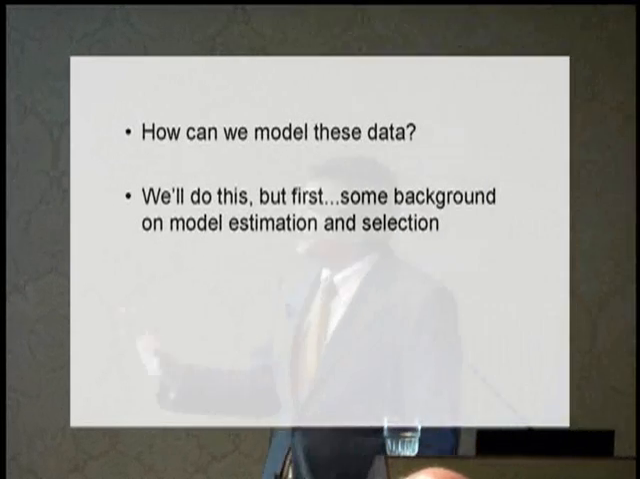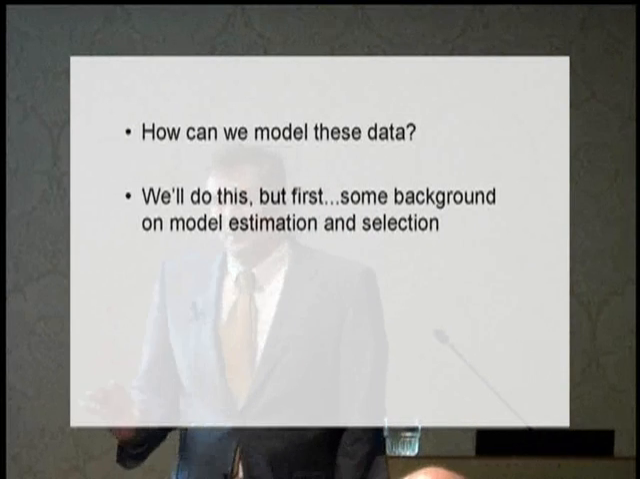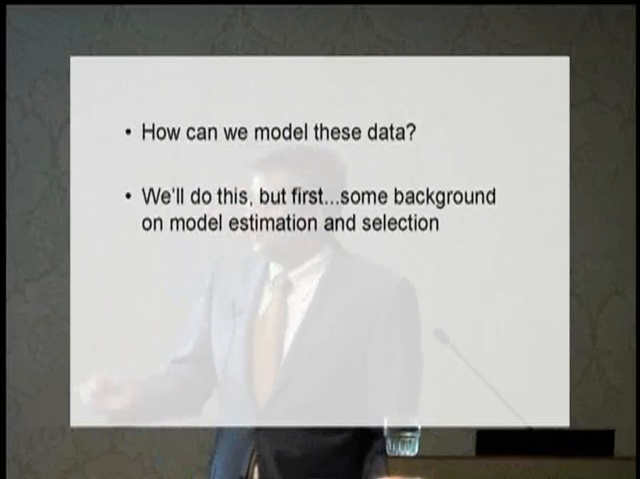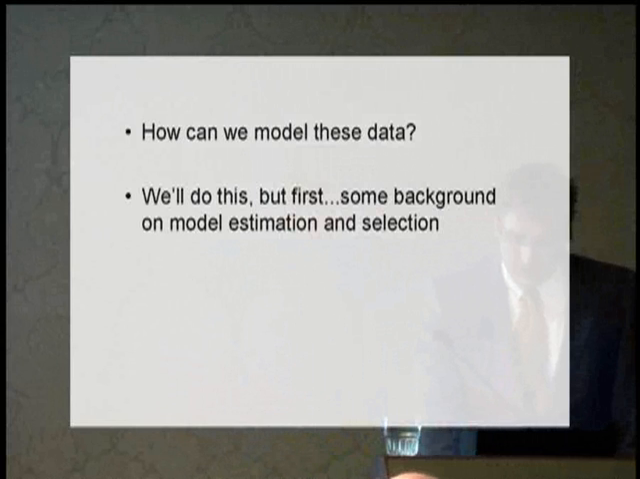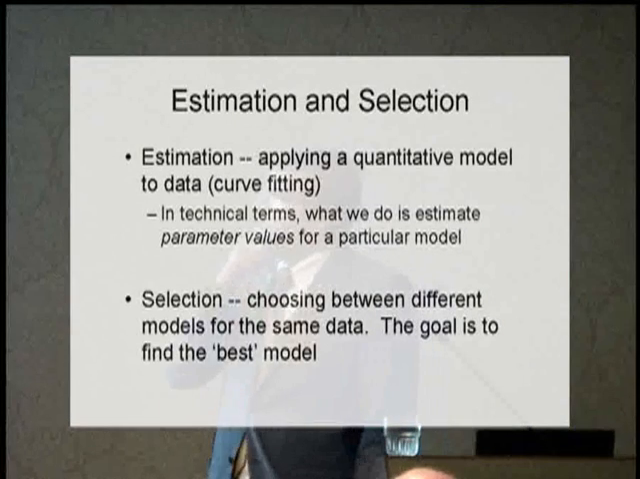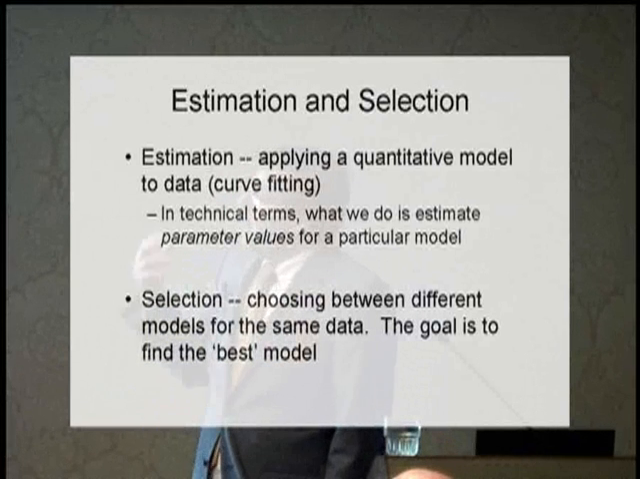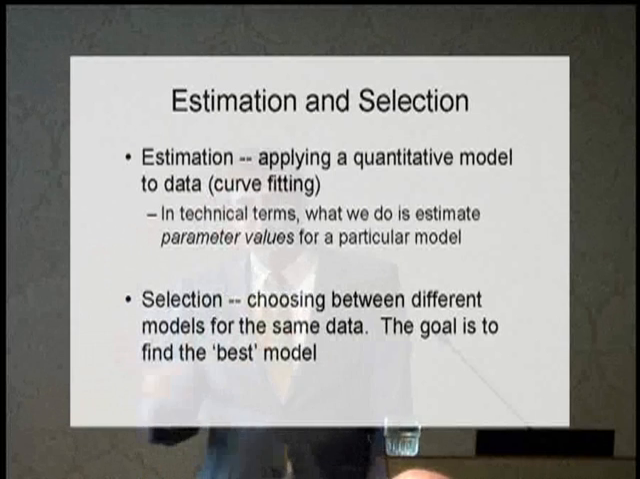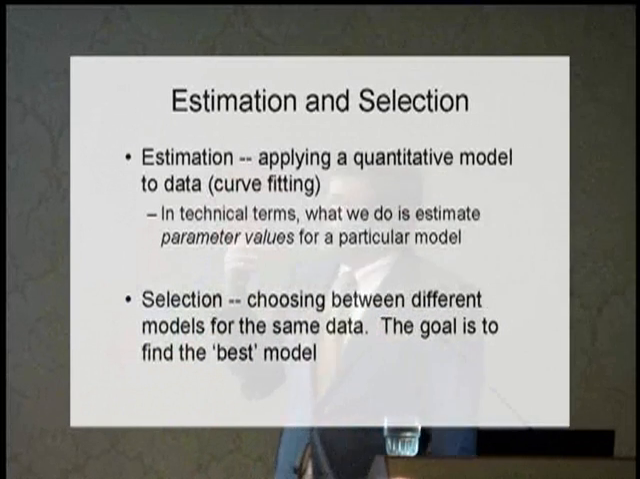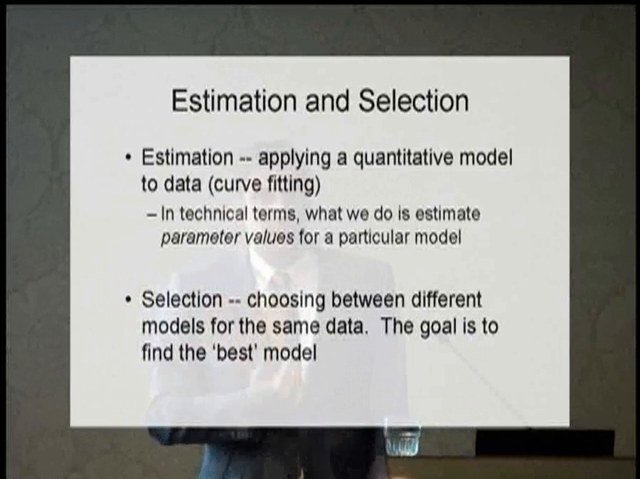We'll do this, but because this is a tutorial, I want to give you some background and some basic concepts of model estimation and selection first, which are going to be needed as we go along. Estimation and selection are what statisticians talk about when they talk about developing models. Estimation is applying a quantitative model to data. Sometimes we call it curve fitting. But in technical terms, what a statistician would say is that you're estimating parameter values for a particular model.